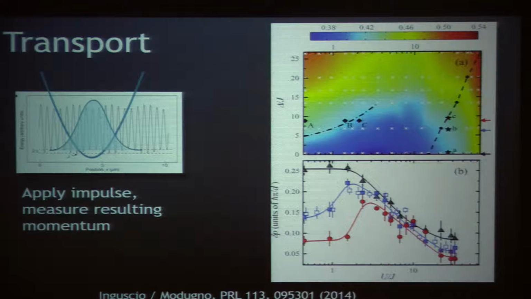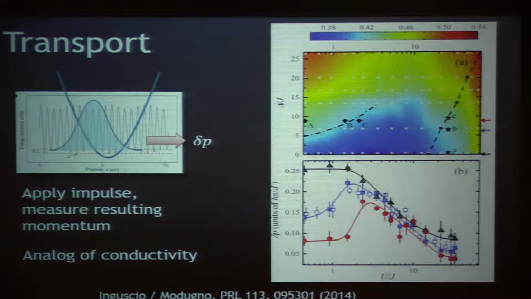So it's kind of like in a solid, you apply a force, which is an electric field, which comes from a voltage, and you measure a current. That's kind of like what's happening here. All right, so they do this. You can do this in different ways. Of course, if you add a linearly increasing potential, which is just another word for a force, that just means the trap shifts, and the atoms gain some momentum, and they measure that amount of momentum which is gained. So you should think about this as an analog of conductivity.